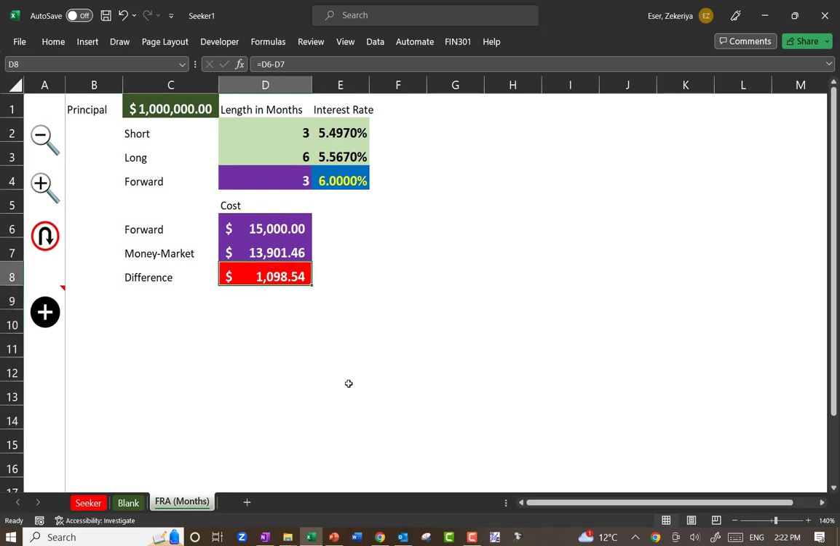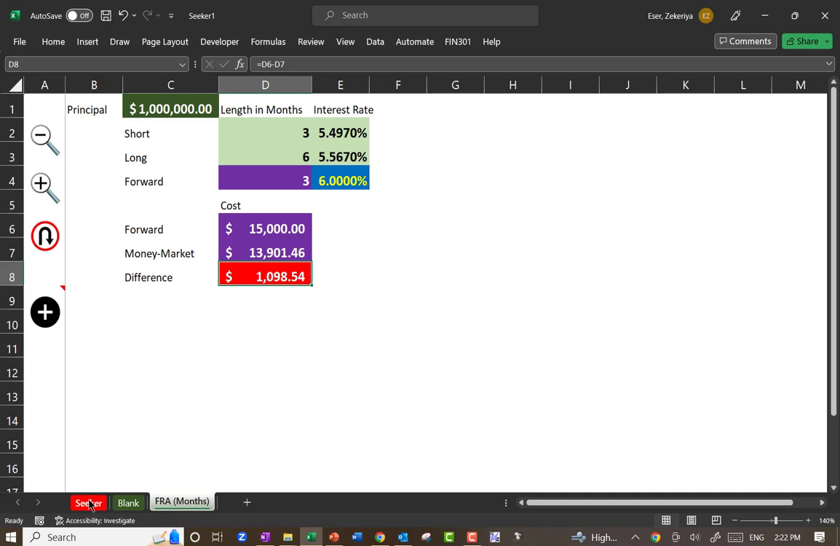What do I need to do to figure out what the forward rate should be? You've seen enough Excel. I need to change the forward rate such that the cost using forward and money market should be the same, right? Which means the difference should be 0. Do we have a quick way of doing that in Excel? What is that, Django? Goal seek.